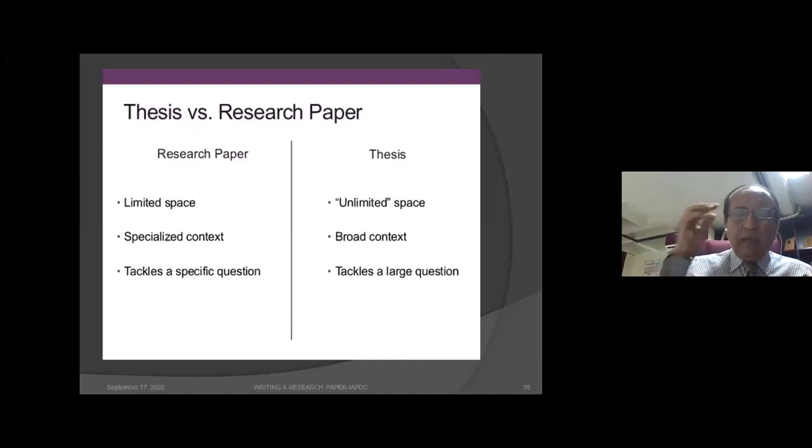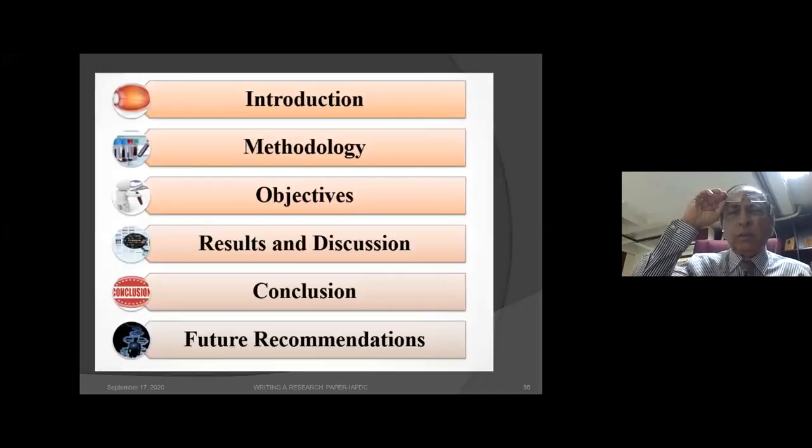Again, since there have been different authors and different opinions on the contents of research papers, this is another opinion. I will be showing you many opinions which go hand in hand. Basically, it's the same. You see introduction, methodology, objectives, result and discussion, conclusions, and future recommendations. So this is describing almost the same thing.